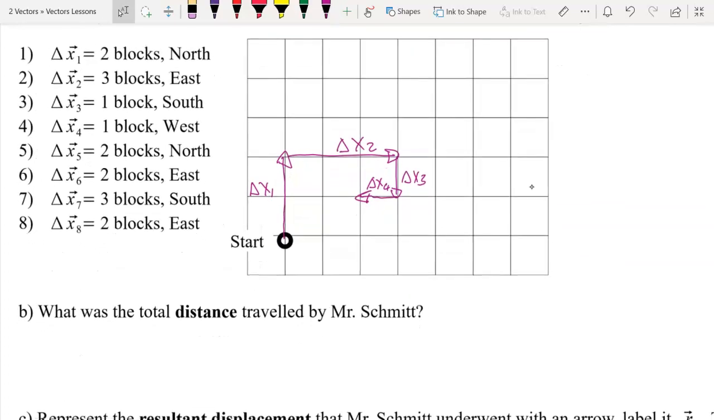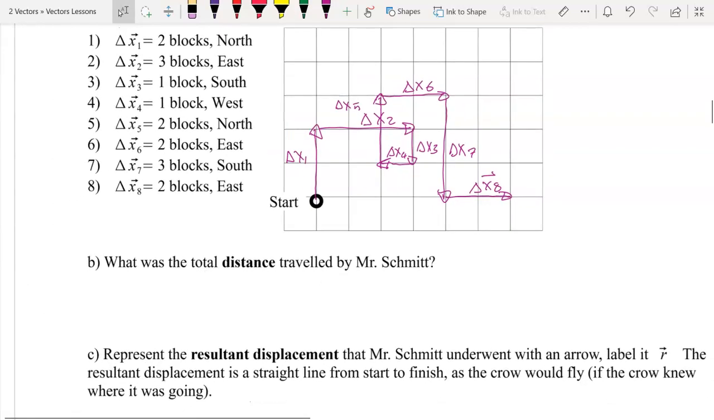And 2 blocks north. Here we go. Okay, that is delta x5. Then 2 blocks east again, delta x6. 3 blocks south, delta x7. And finally 2 blocks east, delta x8. Okay.